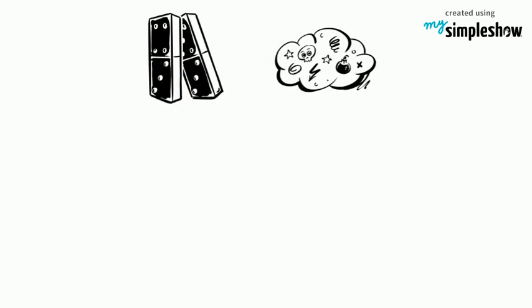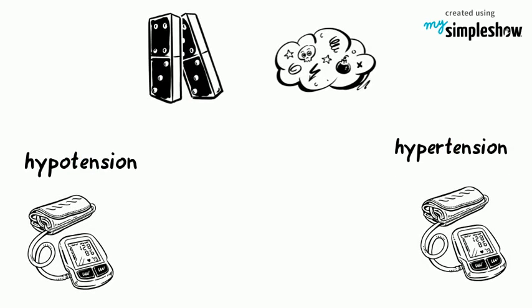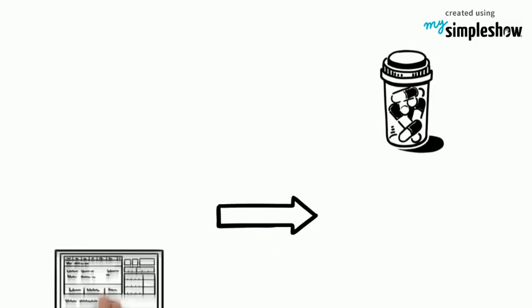It is a necessity to use these terms precisely and not cause any confusion. For example, hypotension meaning low blood pressure and hypertension meaning high blood pressure could easily be said incorrectly. This could lead to the wrong treatment being prescribed.